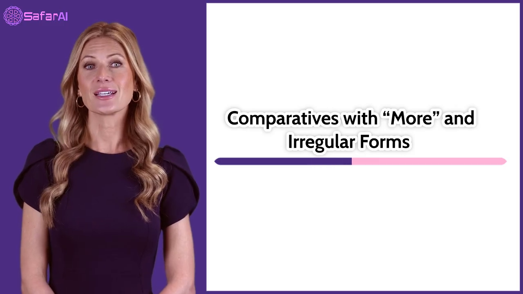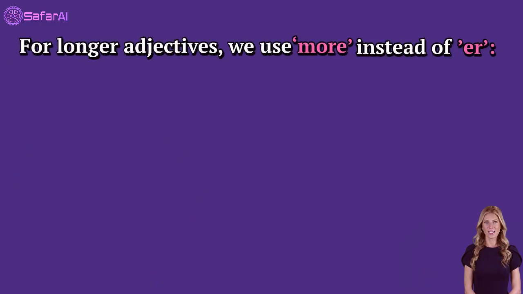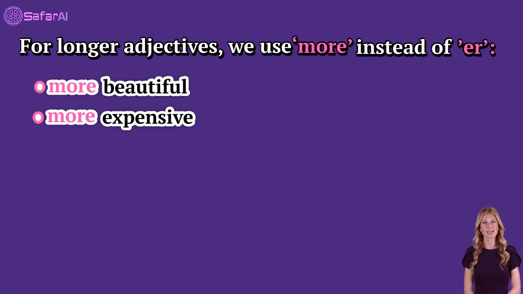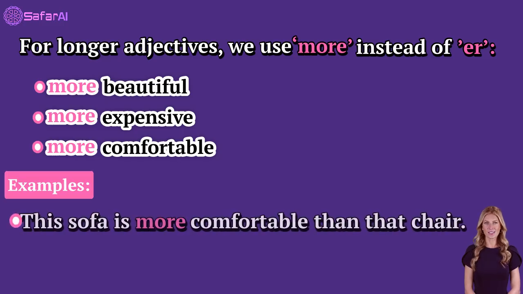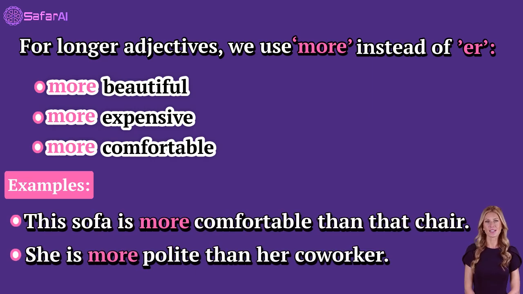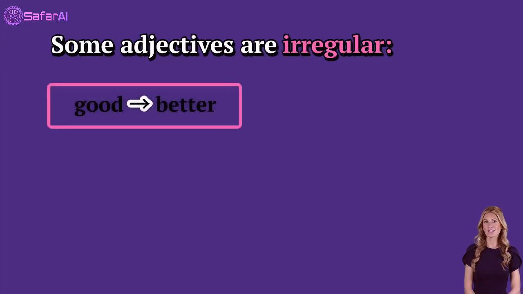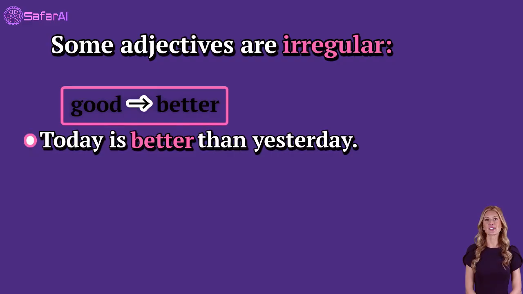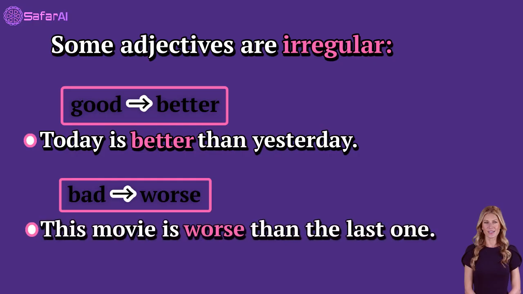Comparatives with more and irregular forms. For longer adjectives, we use more instead of er: more beautiful, more expensive, more comfortable. Examples. This sofa is more comfortable than that chair. She is more polite than her co-worker. Some adjectives are irregular. Good, better. Today is better than yesterday. Bad, worse. This movie is worse than the last one.